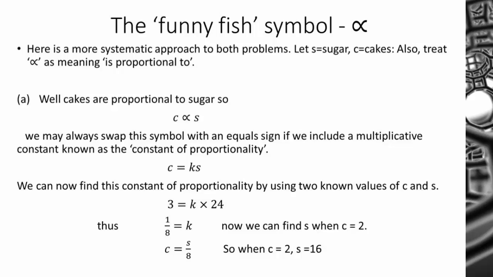Just make sure your students are aware that the proportional sign can be swapped for an equals as long as you include a constant of proportionality. We can now find the value of that constant by using the two known values of c and s. We knew that 3 cakes took 24 ounces of sugar, so I can write 3 equals k times 24. I can then easily establish the value of k, 1/8, and now I can use that back in the equation, c equals 1/8 s, or c equals s over 8. Now I can just plug in c as 2 and work out s, and I can see s is 16 ounces.